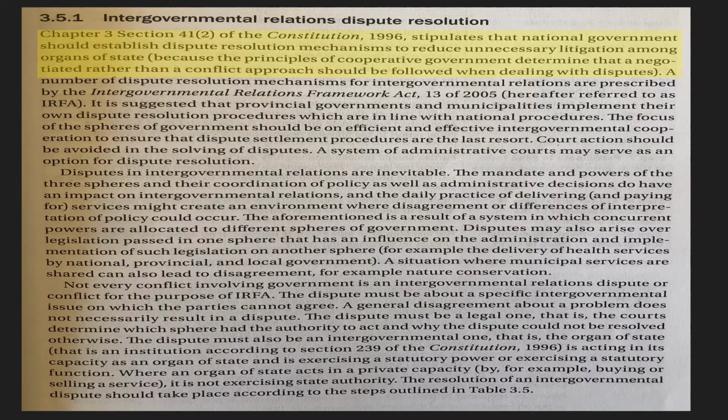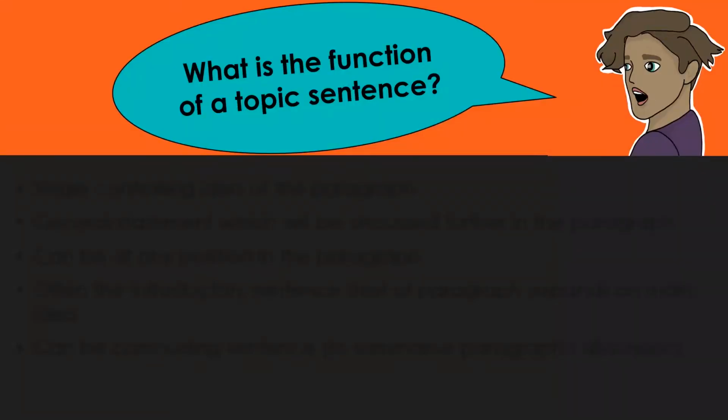Chapter 13, Section 41(2) of the Constitution 1996 stipulates that national government should establish dispute resolution mechanisms to reduce unnecessary litigation among organs of state, because the principles of cooperative government determine that a negotiated rather than a conflict approach should be followed when dealing with disputes. You will note that the other sentences in the paragraph explain and discuss intergovernmental dispute resolution mechanisms.